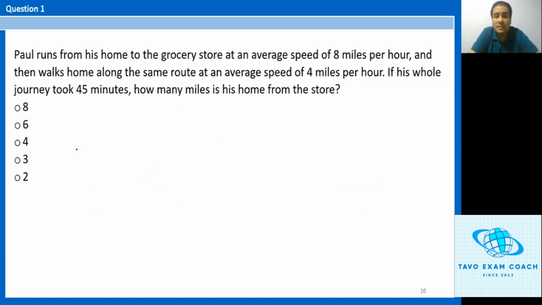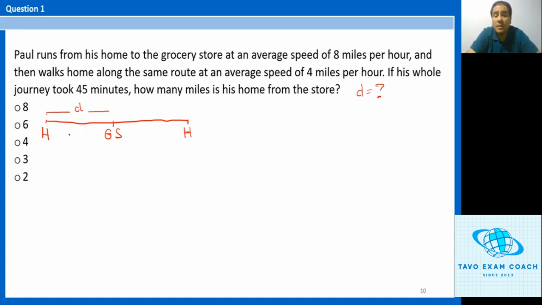Well then, let's graph this all together. We can imagine that there is the home of Paul, then he has to arrive at the grocery store and then go back home using the same route, but we just put it this way so that we can see all the motion parameters clearly. Okay, so on the way to the grocery store, he had to cover a certain distance. We don't know. Actually, that is the distance we want to know.